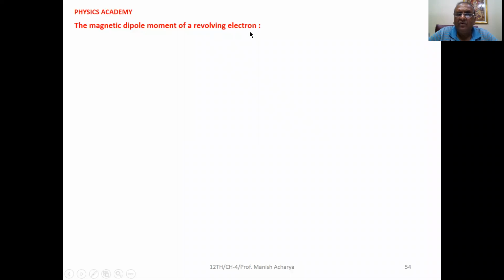Now the magnetic dipole moment of revolving electron. See, when the electron is revolving around the nucleus, then the motion of that charged particle will constitute a current. So we can treat it as a current loop, and we discussed this thing. Any current loop produces the magnetic field. So here, if we consider the revolving electron as a current loop, then definitely it will produce the magnetic field at the center of it.